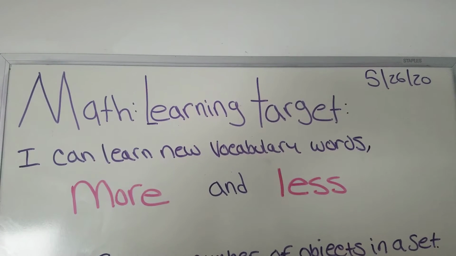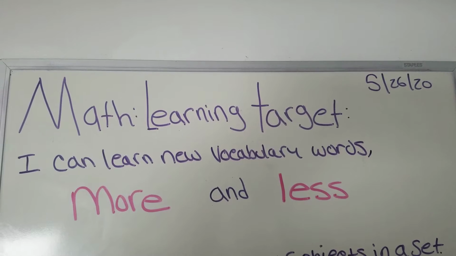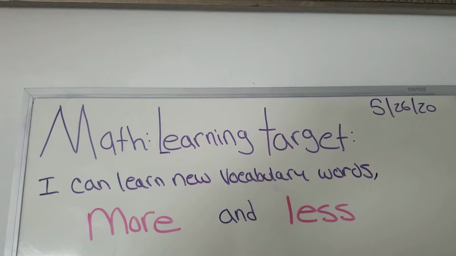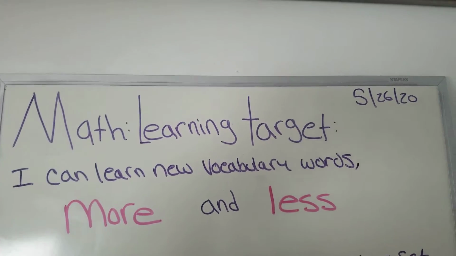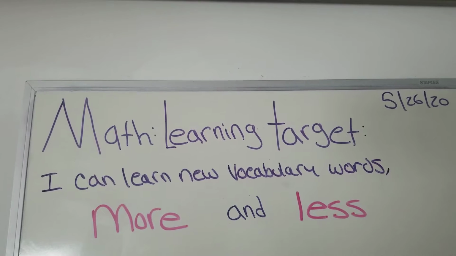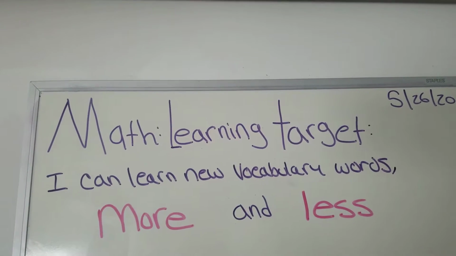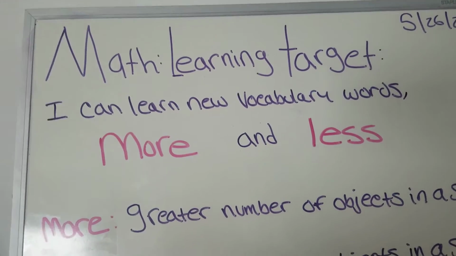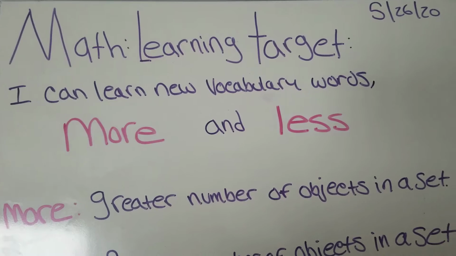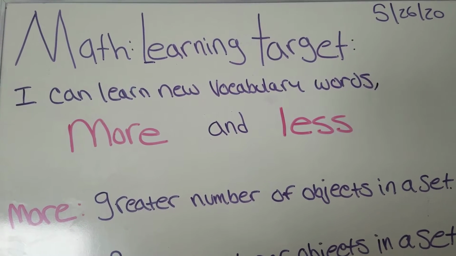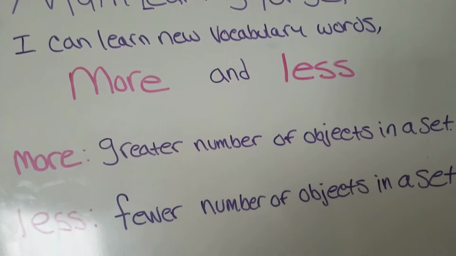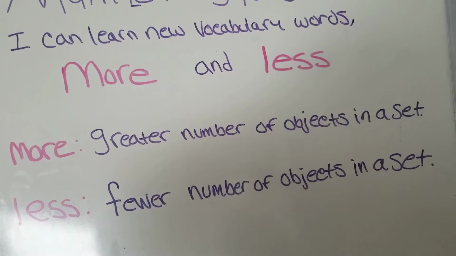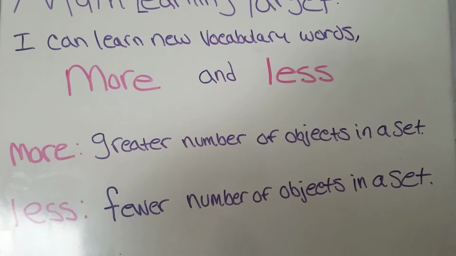Today's learning target: I can learn new vocabulary words more and less. Sometimes in math, you will be asked to find out which set of objects has more and which set of objects has less. So let's take a look at the words more and less. More means that there are greater numbers of objects in a set, and less means there are fewer numbers of objects in a set. So let's make sense of those words.